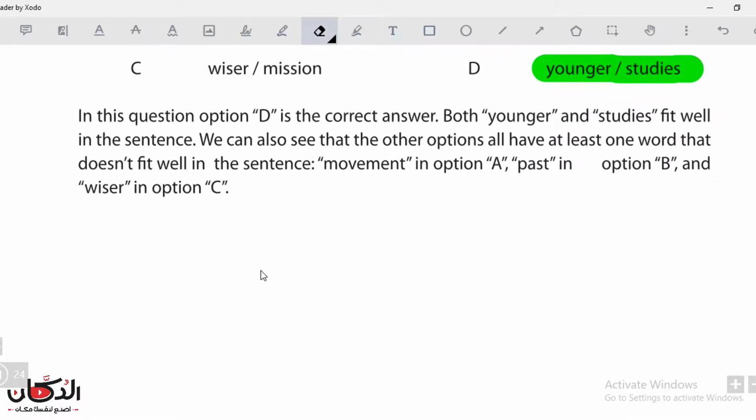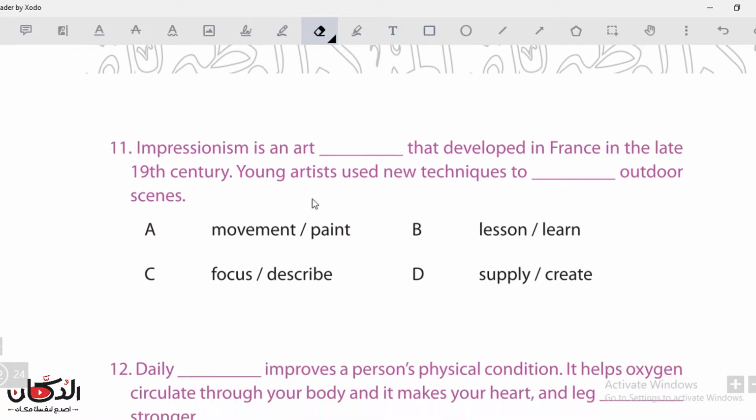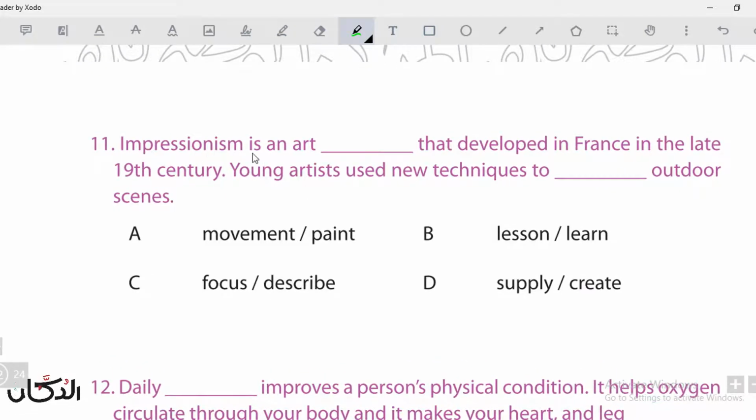The next question. Impressionism means that you have an impression about something, but it's something in art, related to art. So what is it? It's an art movement, maybe. It's an art lesson. We haven't heard about it before. It's an art supply. It's an art focus. So you think mostly that it's movement and paint, but also complete: young artists used new techniques to paint outdoor scenes.